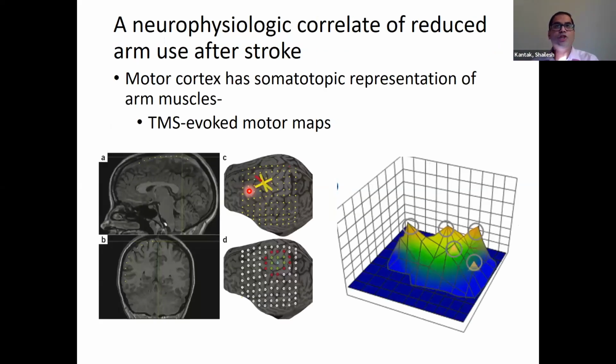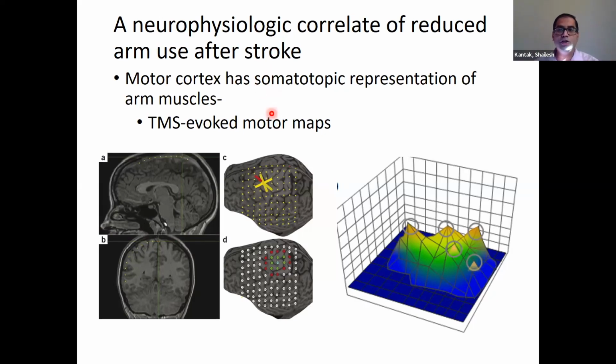Here I want to quickly jump to a different topic, which I think is quite interesting. Here I will discuss a potential neurophysiologic correlate of arm use in stroke. So big picture, we know that motor cortex has a representation of different muscles that in awake humans can be mapped using transcranial magnetic stimulation.